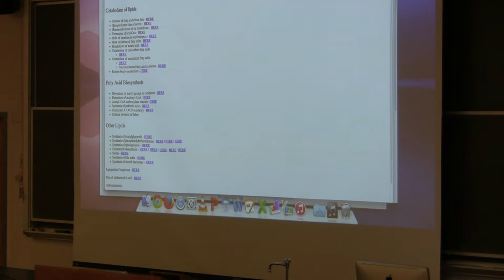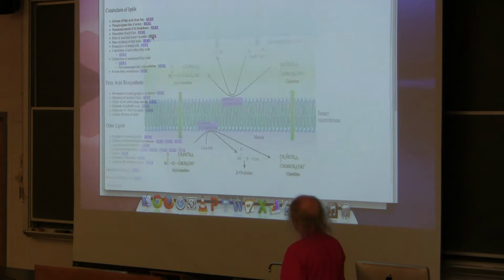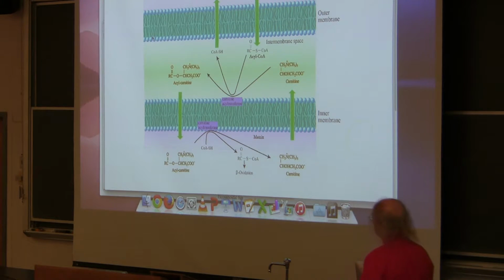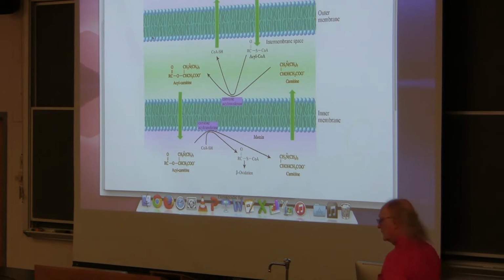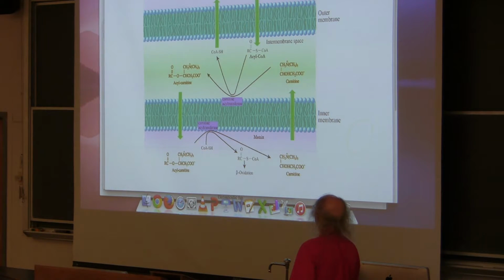So what does it do? Well, as it gets to the mitochondrion, there are enzymes near the mitochondrion that pull off the CoA and replace it with something called carnitine. All right, so here's the acyl-CoA that's out in the cytoplasm. The acyl-CoA up in the cytoplasm is right here, okay?